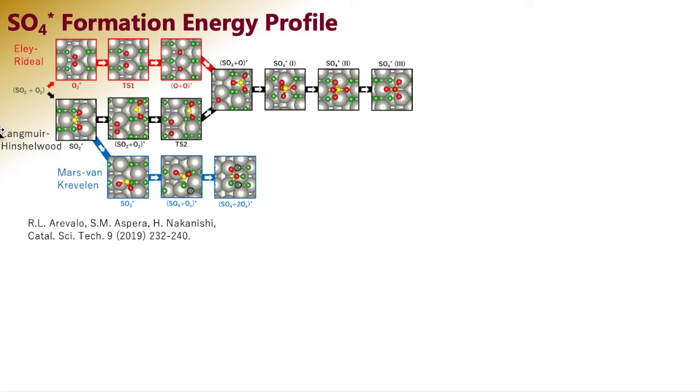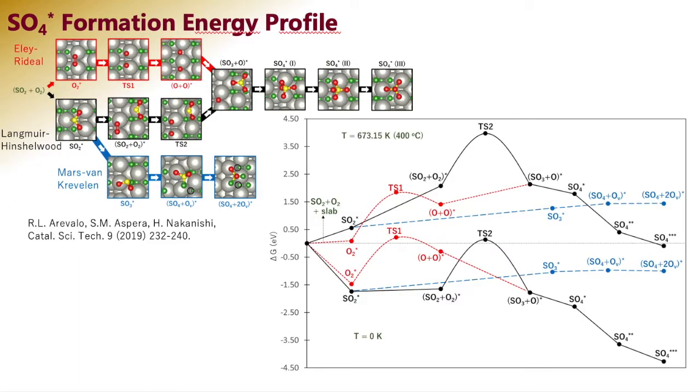Briefly, in the Eley-Rideal mechanism, only O2 adsorbs on the surface, after which SO2 reacts with adsorbed oxygen. In the Langmuir-Hinshelwood mechanism, both SO2 and O2 first adsorb onto the surface before reaction takes place. Finally, in the Mars-van Krevelen mechanism, SO2 forms a chemical bond with the surface oxygen atoms of palladium oxide 101, generating an oxygen vacancy site upon the production of SO3 and SO4. I show in this figure the free energy landscape for these reactions.